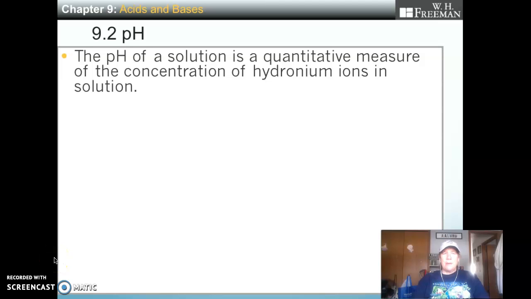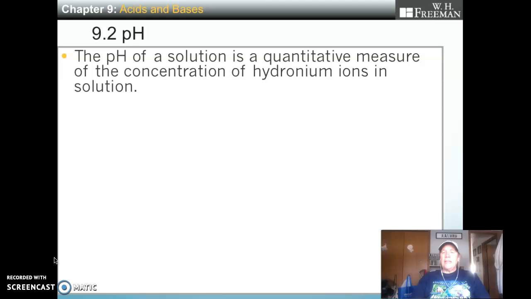Right. Today we're going to talk about pH, and pH is a way of measuring it. It's quantitative, which means a quantity, a number, to measure the concentration of the hydronium ions. pH actually stands for potential of hydrogen. That's why the H is capitalized and the P isn't. Sometimes I used to think, what? Well, it makes perfect sense now because the H stands for hydrogen.